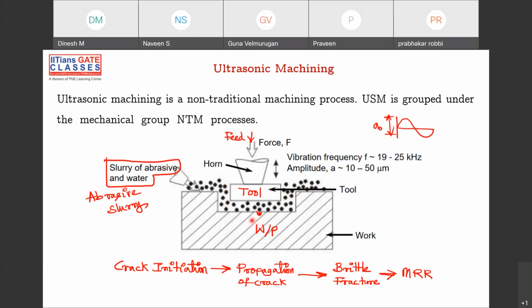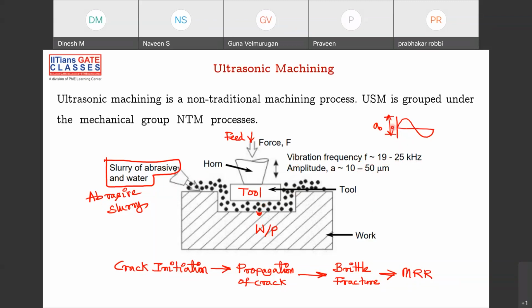Now what do I have to do? You give the tool a vibration with the help of a transducer. I'll show you the schematic of ultrasonic machining so you understand how the vibrations are generated. For now, understand that we have given the tool some vibration like this, in the ultrasonic range. The vibration frequency is 19 to 25 kilohertz, and the amplitude is very small.